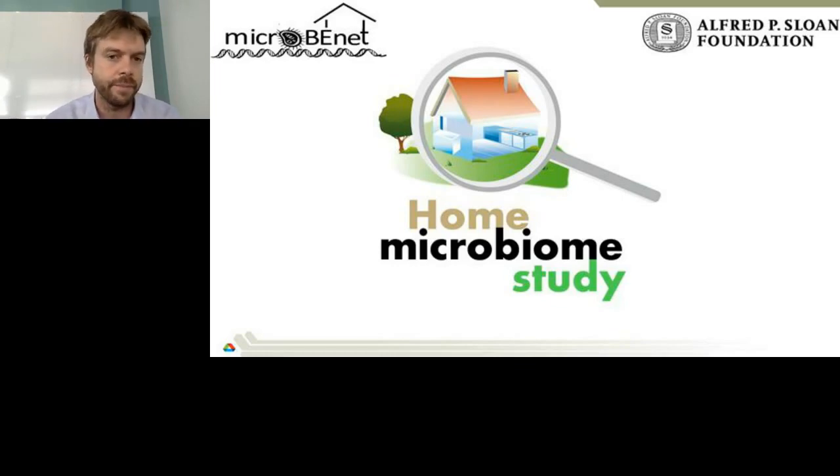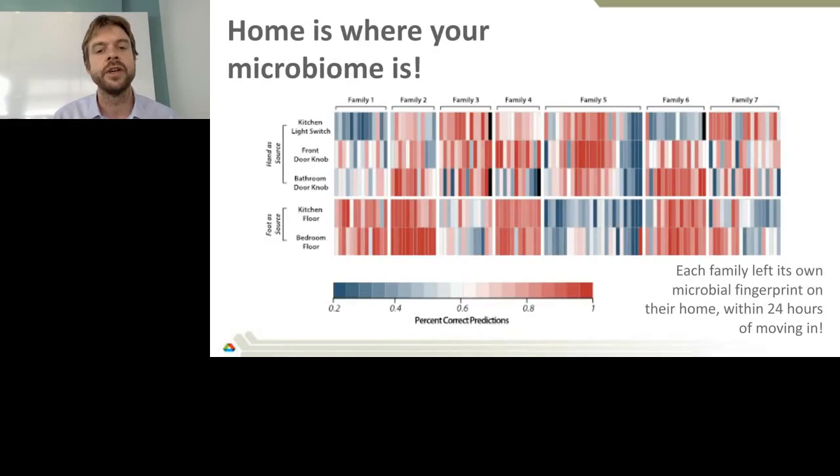In work with the Alfred P. Sloan Foundation, we performed a study called the Home Microbiome Project. In this study, we looked at people who were moving home and how their microbiome and the microbiome of their home was altered by this interaction. We know that families leave a microbial signature in their home very rapidly. So the vast majority of the directionality of the microbial exposure is from the person into the home environment. And this alters the microbial environment in specific ways.